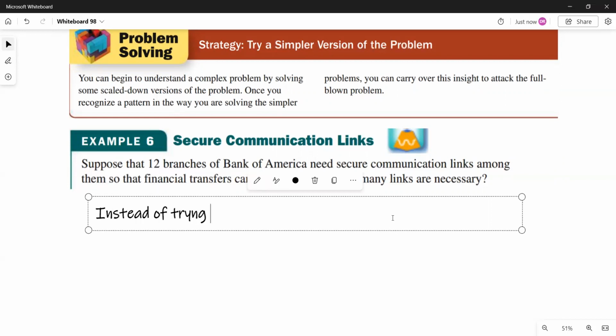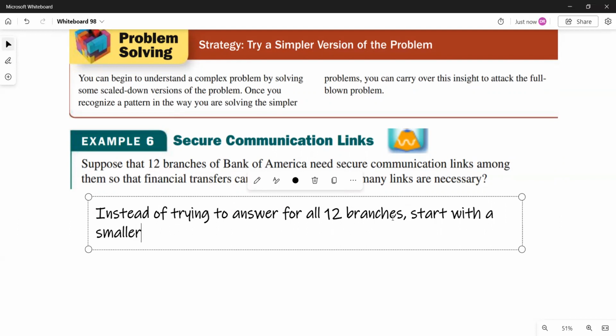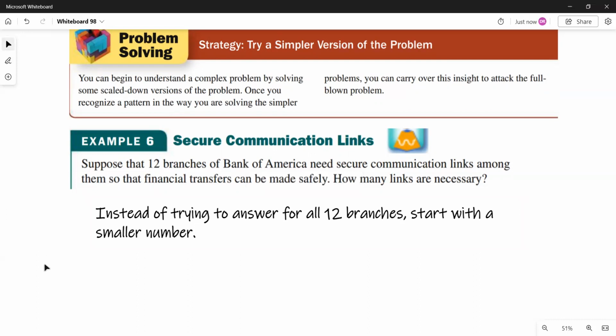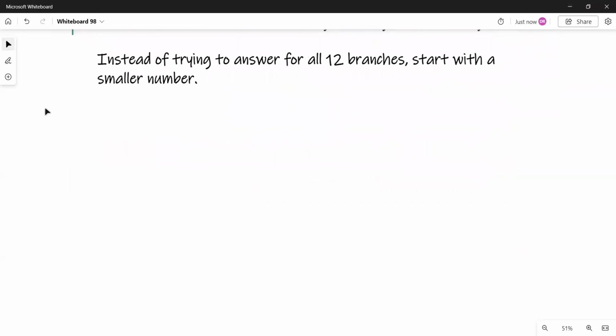So instead of trying to answer for all 12 branches, start with a smaller number. Then we're going to use one of the previous strategies. We're going to find a pattern to answer the question for all 12. So we're using some of the previous strategies. We're being systematic, we're finding patterns, we're giving names to unknowns. So we're using a few of those.